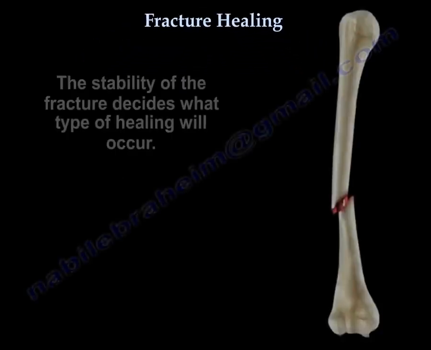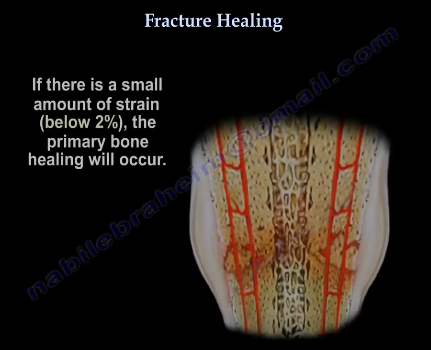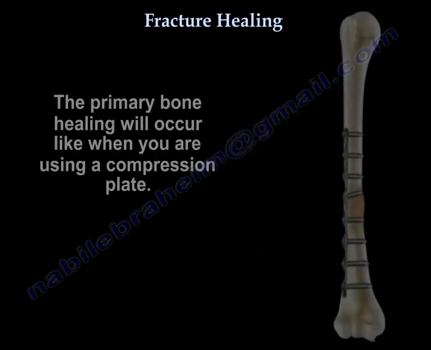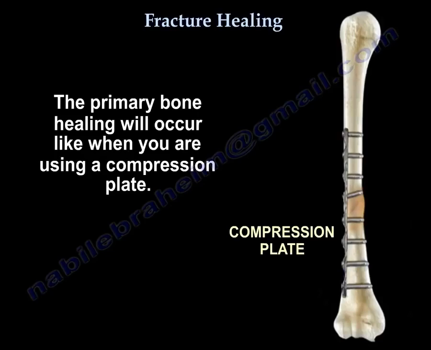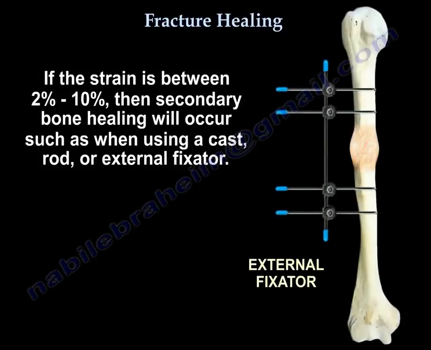Fracture healing. The stability of the fracture decides what type of healing will occur. If there is a small amount of strain, below 2%, primary bone healing will occur, as is the case when you use a compression plate. If the strain is between 2% and 10%, then secondary bone healing will occur, such as when using a cast, a rod, or external fixator.